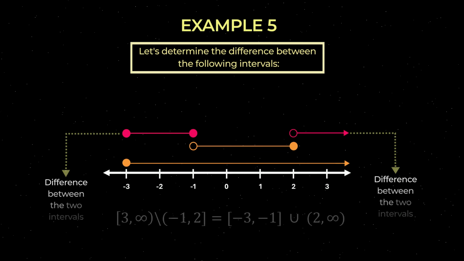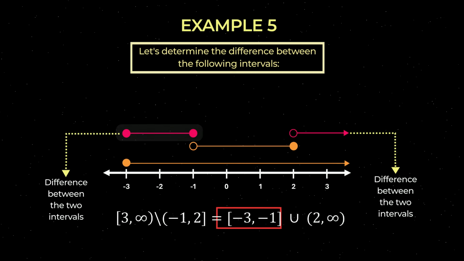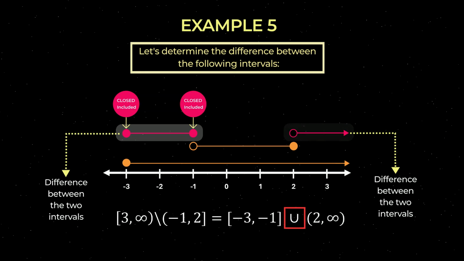Therefore, we conclude the difference between these intervals of real numbers is an interval of real numbers between -3 and -1, with -3 and -1 included, in union with an interval of real numbers greater than 2.